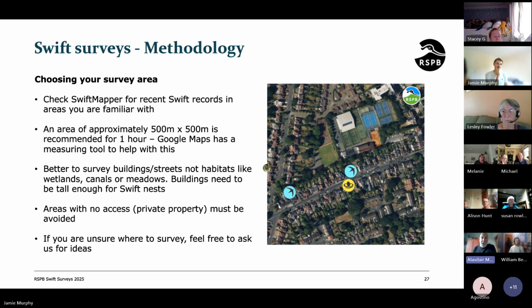Fairly obvious, but where it's private property, where there's no access, don't go in there. And if you can see things from a distance, that's fine, but don't trespass or intrude in any way. You use your discretion. And if you're unsure where to survey in your area and you want a hand, then give us a shout and we can let you know where might be some good areas to explore.